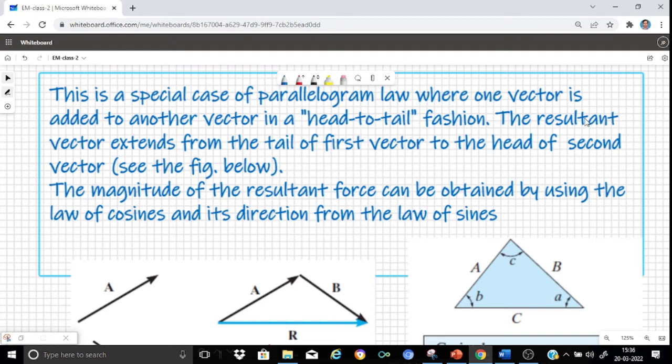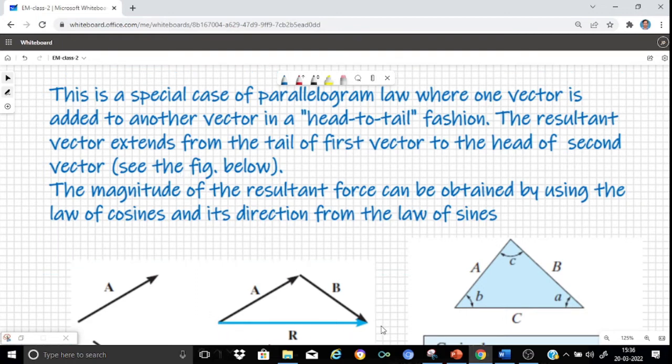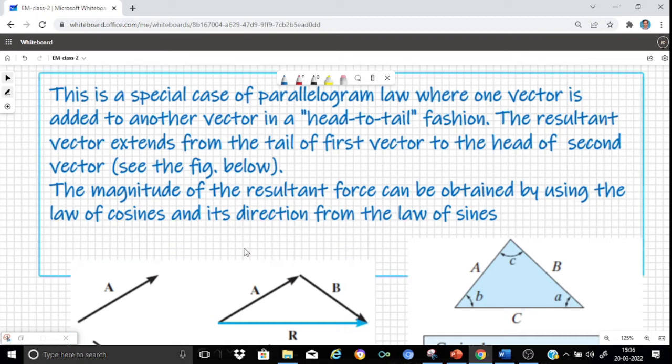Now the resultant vector, this is my resultant vector, extends from the tail of the first vector, that is from this point, to the head of the second vector, that is to this point. Now, applying this triangle law, we can directly use trigonometry and obtain the magnitude of the resultant force as well as the direction. To obtain the magnitude, we can use the law of cosines, and to obtain the direction, we can use the law of sines.